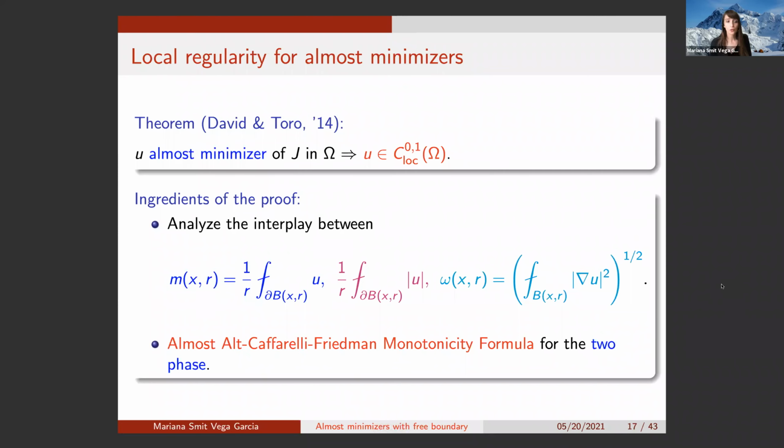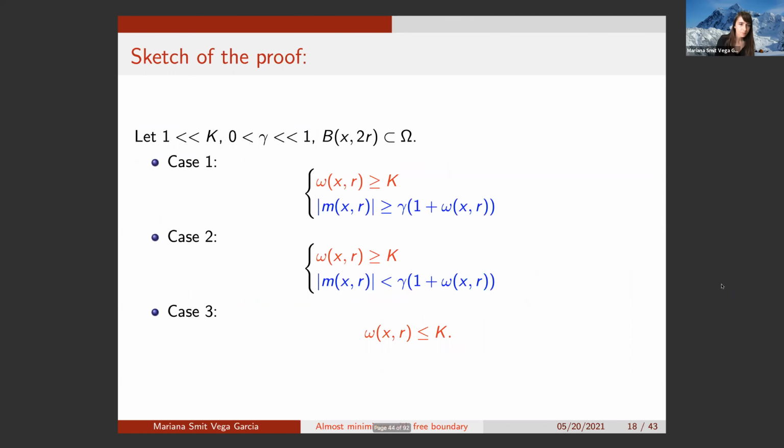However, in the case of the two phase, they also needed a version of the Alt-Caffarelli-Friedman monotonicity formula, because you also run into this issue that you need to compare the two phases in a careful way. So let me just briefly mention a very brief sketch of the proof.